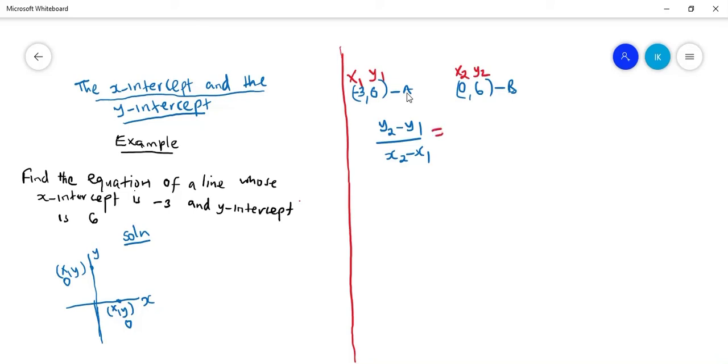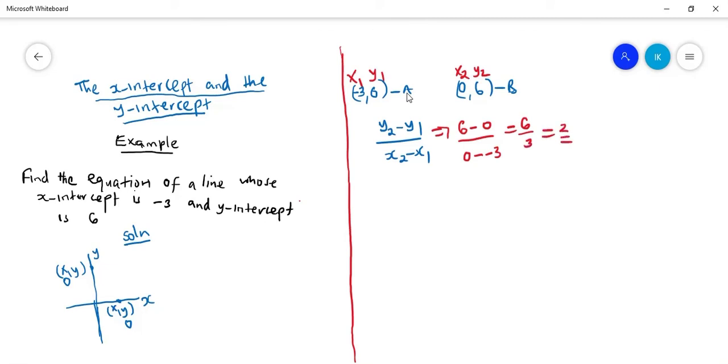So substituting, we get 6 minus 0, divided by 0 minus, and then x1 is also negative. So in integers, a negative followed by a negative will be positive. We shall have 6 over 0 plus 3, which is 3. That gives us the gradient as 2.